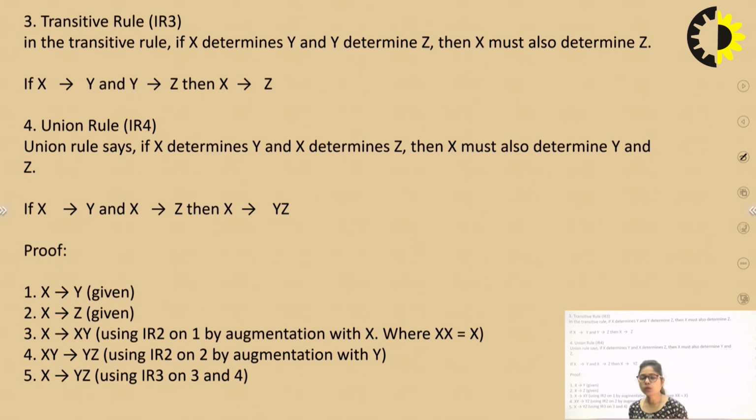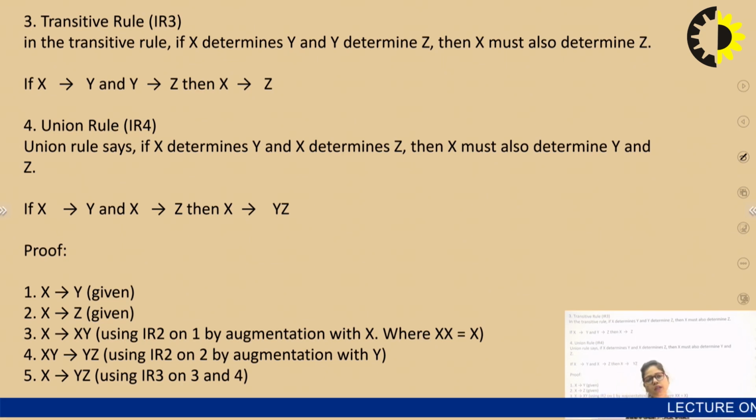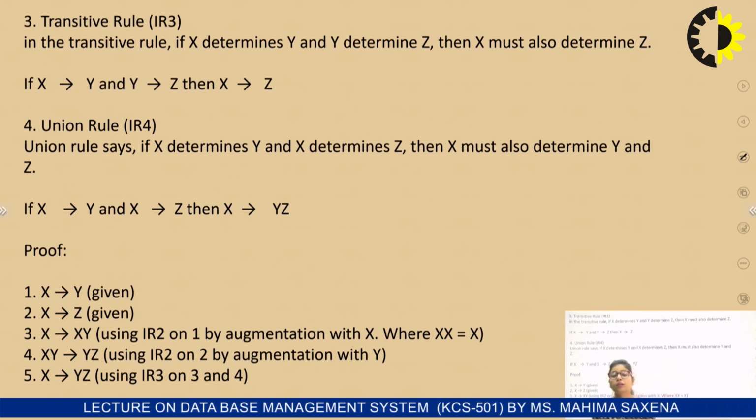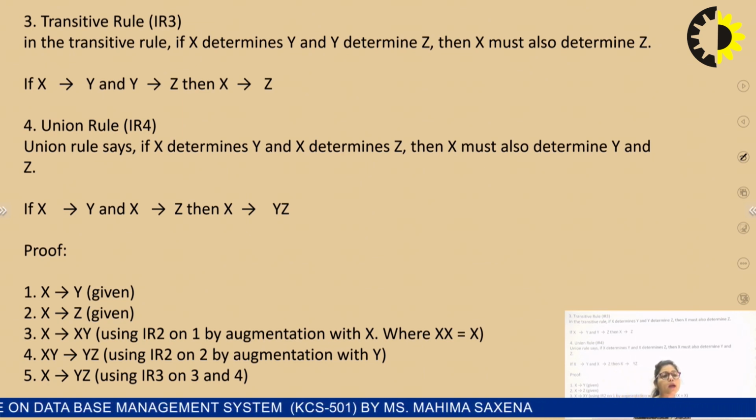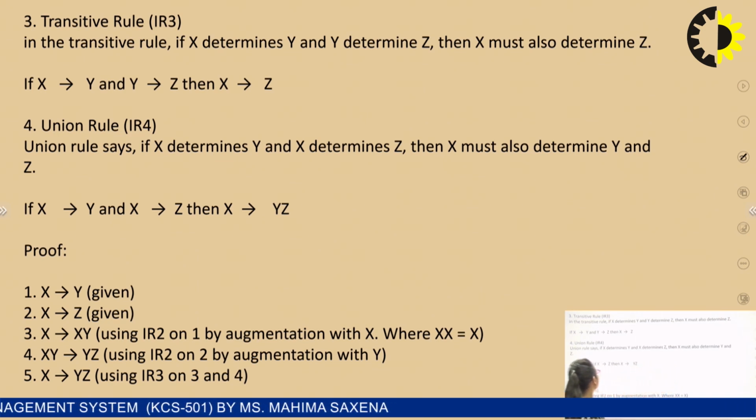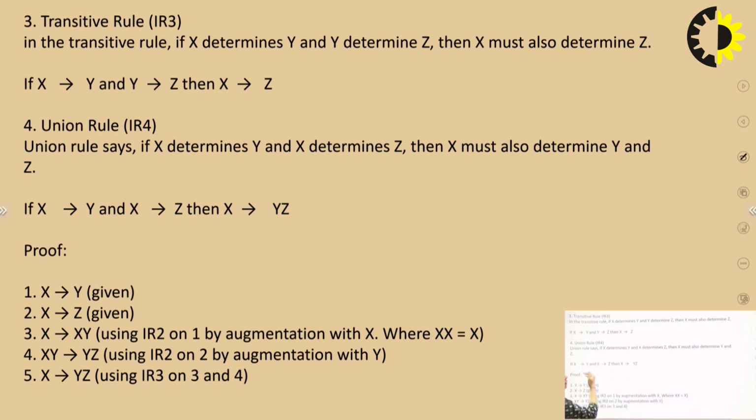Then the fourth Armstrong axiom or inference rule is the union rule. Basically, we are combining different attributes. The union rule says if x determines y and x determines z, then x also determines y and z. If x determines y and x determines z, then we perform the union, and x definitely derives y and z.